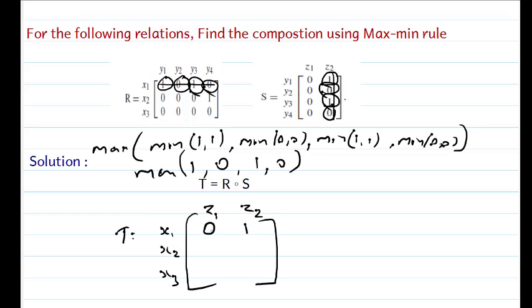Similarly, we perform all the steps for all the rows and columns. For the second row, x2, we take the second row with the first column for this element, and the second row with the second column for this element. Finally x3 z1 will come here, and x3 z2 will come here. I will directly write the answer. If we do the calculation, we will see this is 0 1 0 0 0 0. So this is what we get in the end.